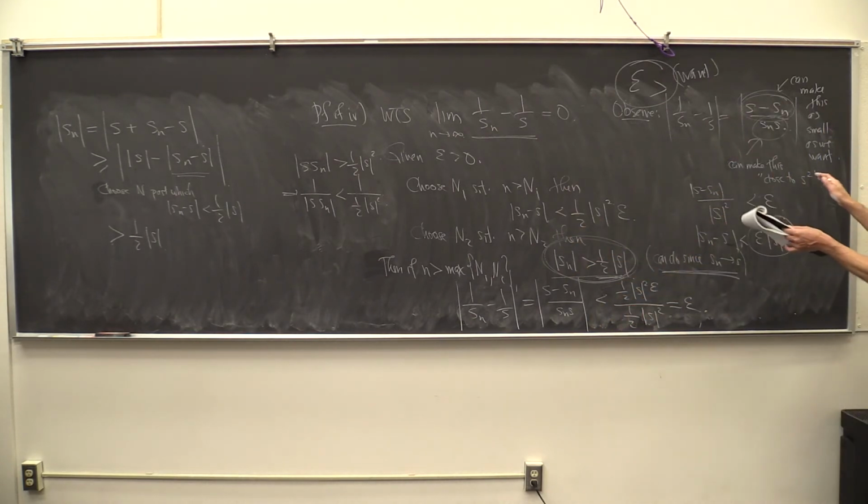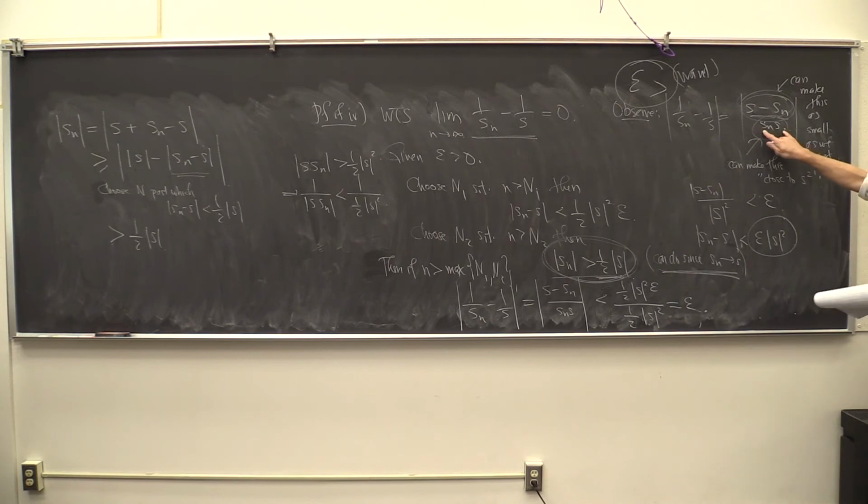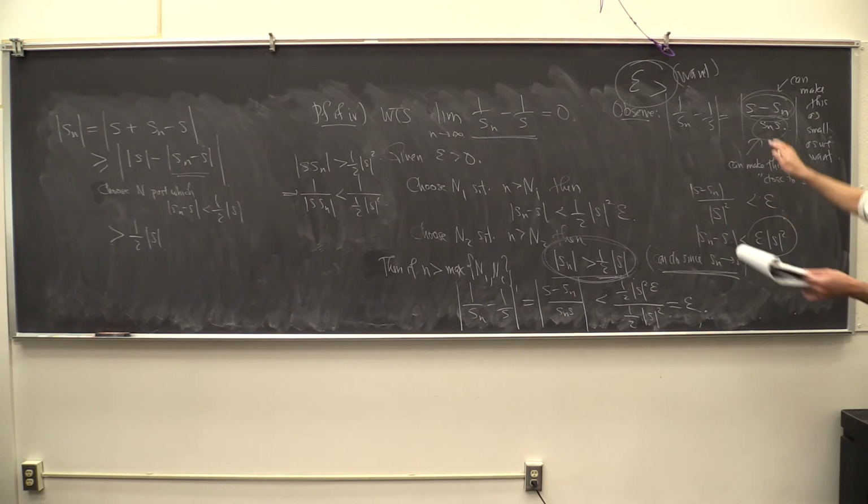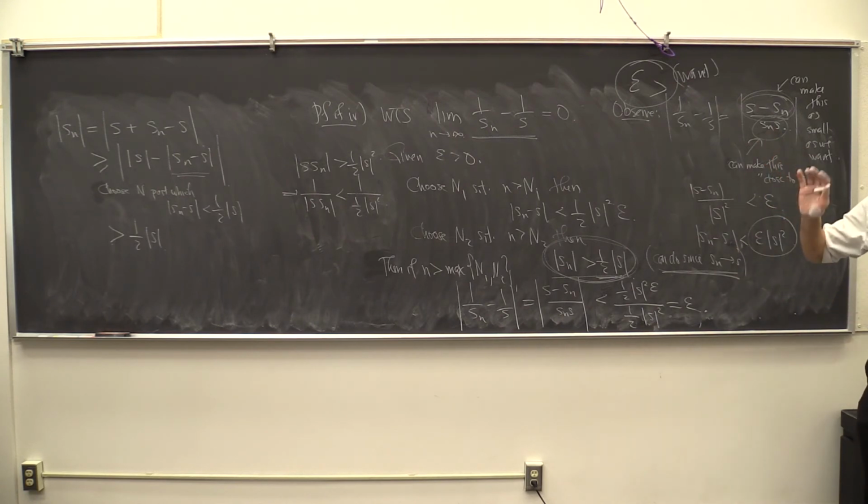Okay, but once you get to this point where you think, okay, well look, this thing is basically s squared, so all I need to do is make this thing smaller than epsilon times s squared. That's it. Okay, that's how you want to think about this sort of problem. Like basically this is this, so all we need to do is that.